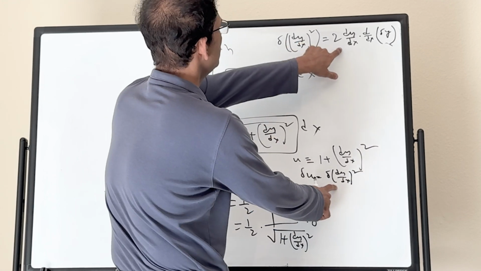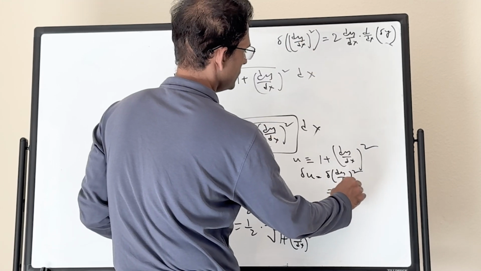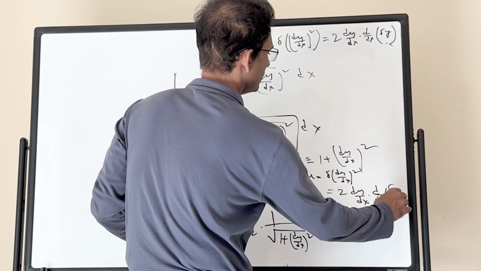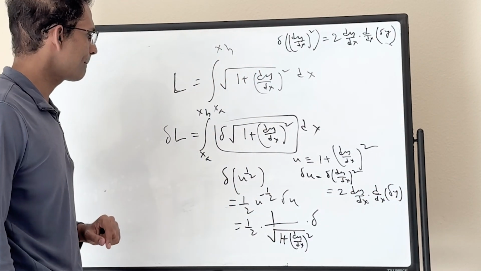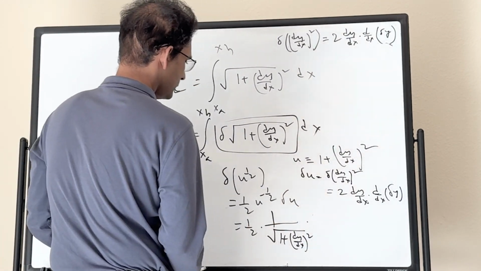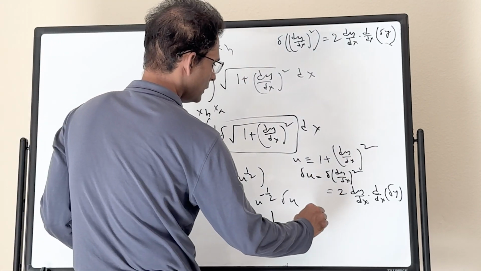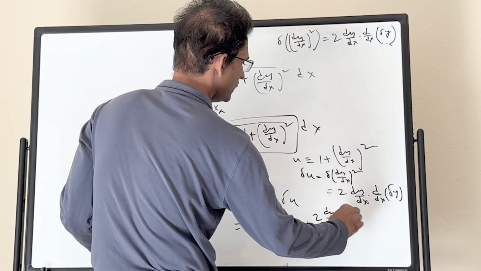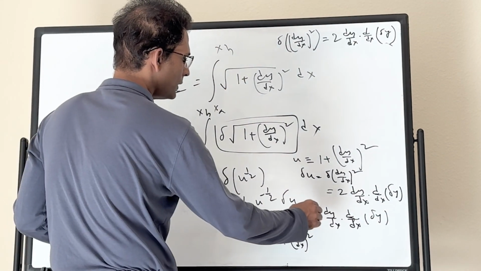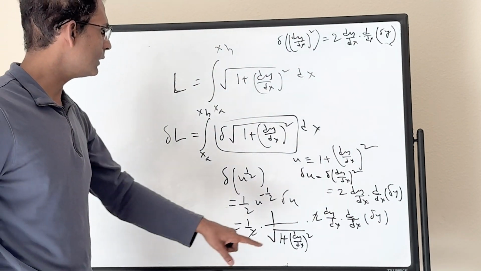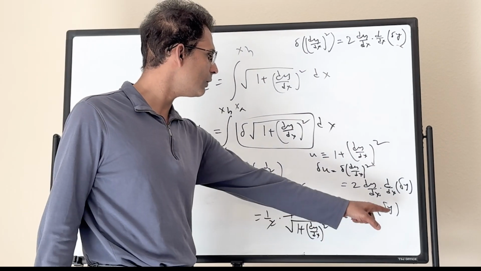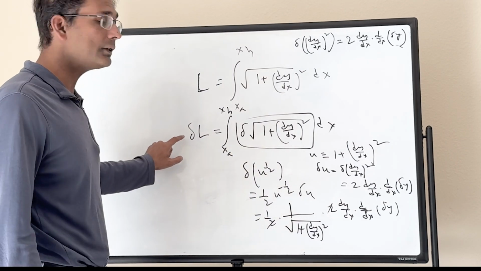And guess what? We have already found this here. So this is 2 dy dx, and then you have d dx of delta y. So instead of delta u, I'm going to write that expression. So it's 2 times dy dx, and then you have d dx of delta y. So the 2 cancels out, and then you have a dy dx multiplying this expression involving dy dx, and then you have delta y. So that's your delta L, and you have a dx.